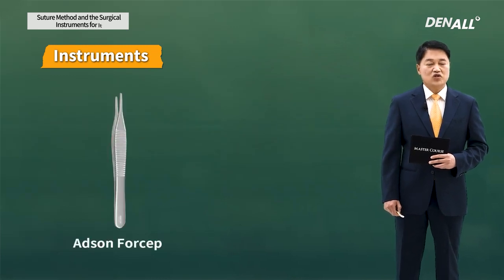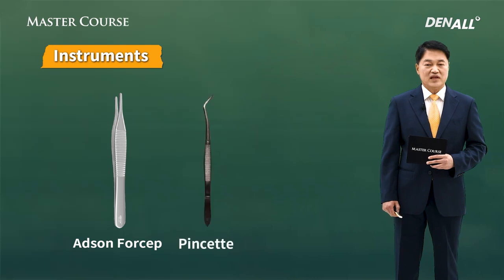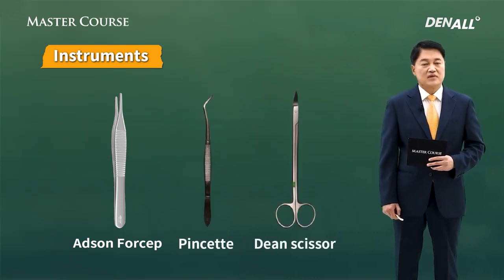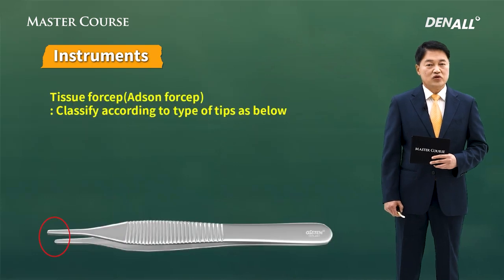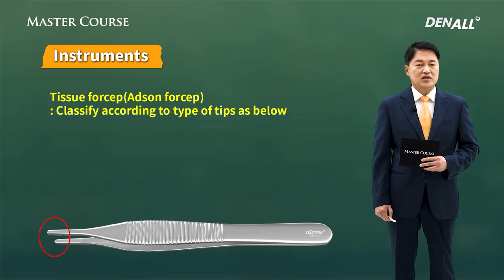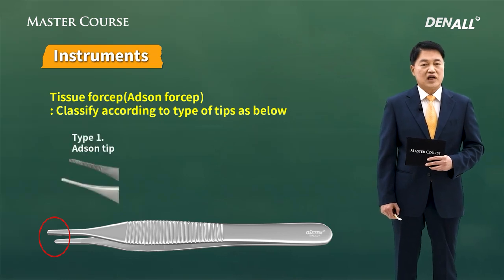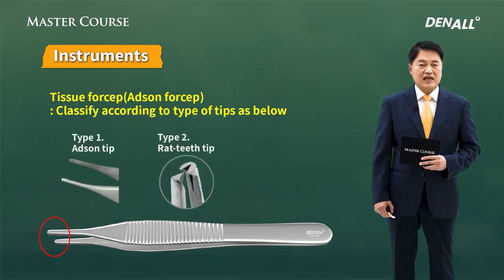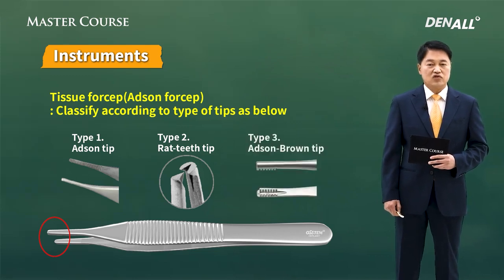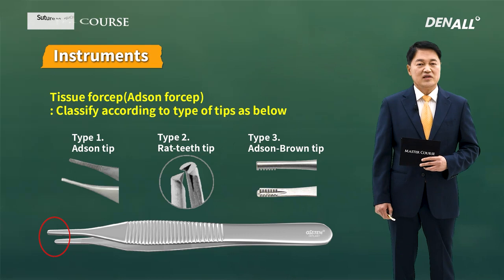And you also have Adson forceps, pincet, also Dean scissor you use for cutting silk. Now, tissue forceps, depending on the tip type, can be as follows. You have commonly used Adson tip and rat tooth tip, which helps you to hold the tissue more strongly, and then you also have Adson-Brown tip.